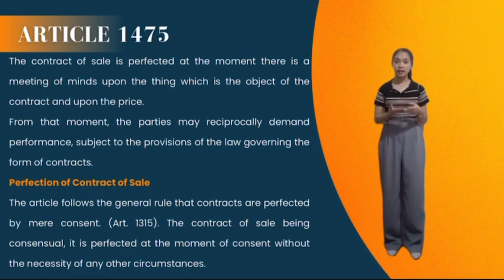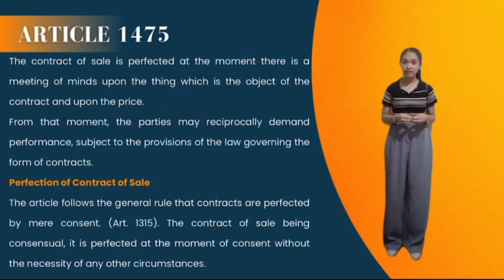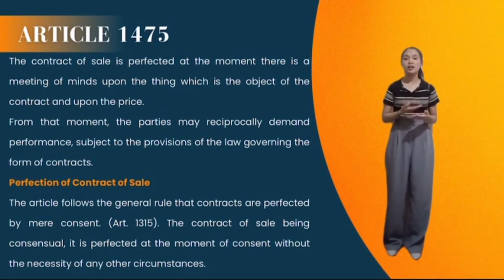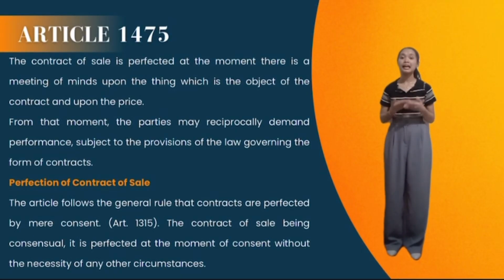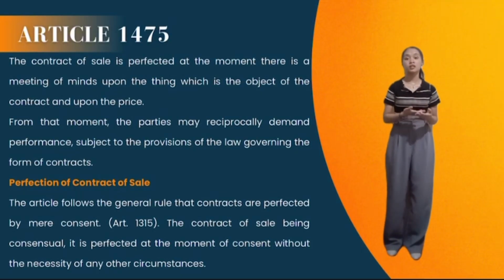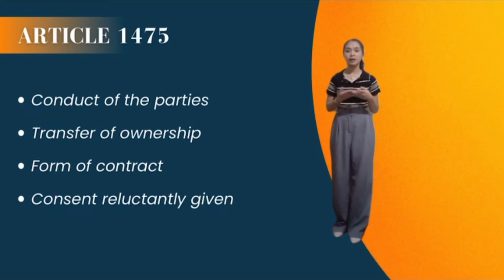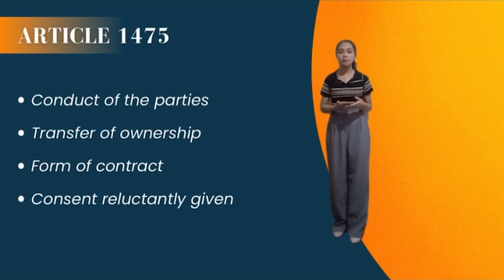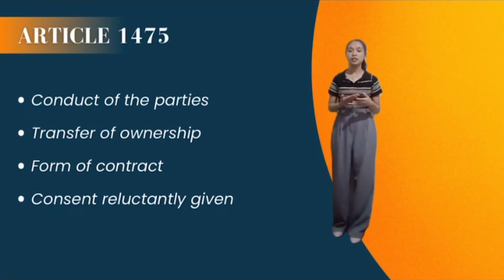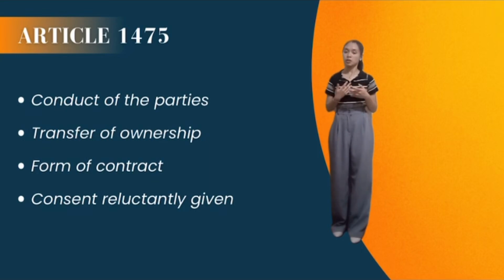And for the perfection of sale, the contract is perfected at the moment there is a meeting of minds between both parties, and this is not just an agreement but a legally binding contract about the terms and conditions of their obligations. Conduct of the parties, these are the actions and behaviors of the buyer and seller during the formation, performance, and termination of the contract. Transfer of ownership, the ownership is not transferred until the delivery of the thing, but the parties may stipulate that the ownership is retained by the seller until the buyer has fully paid the price.